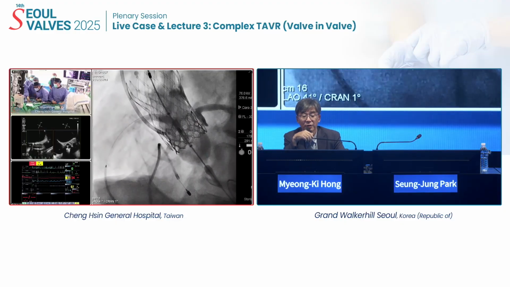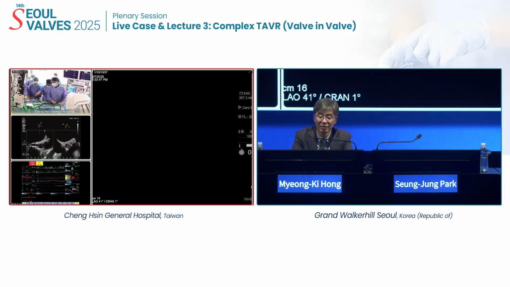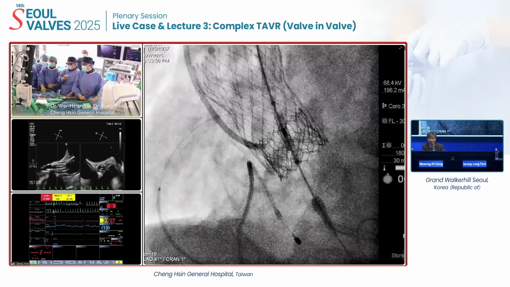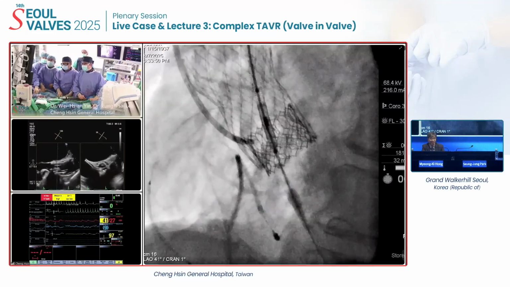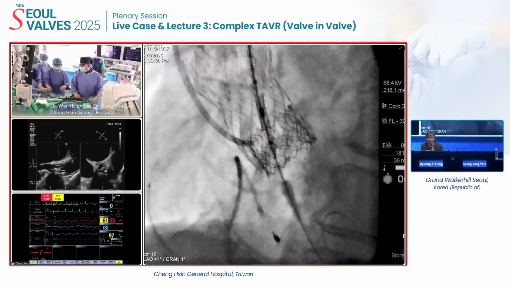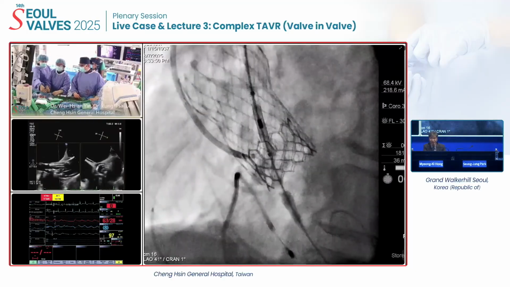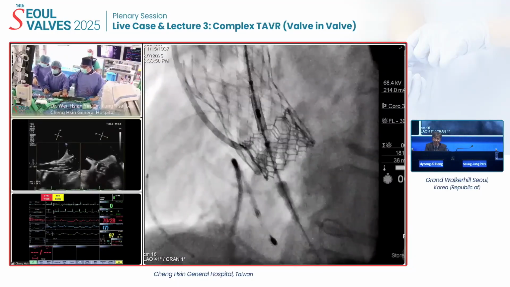Wei-Hsian, can you hear us? Hi. Yes. We just implanted the valve. Okay, we show the procedure to you. Yes, but there was a long time we did not communicate with you, so please explain the previous technique step by step. Okay.